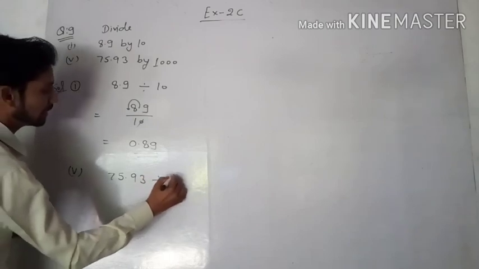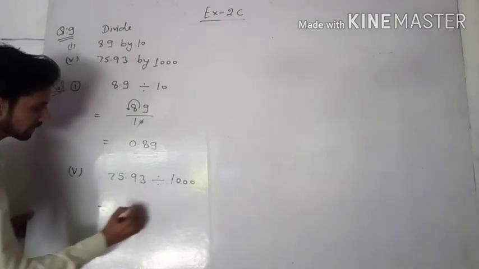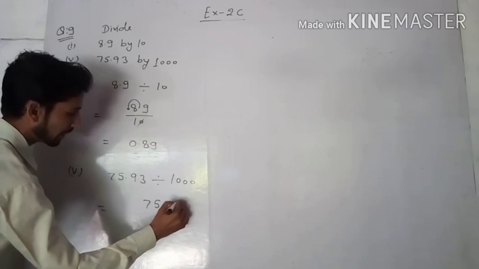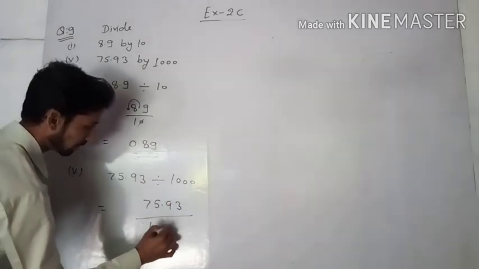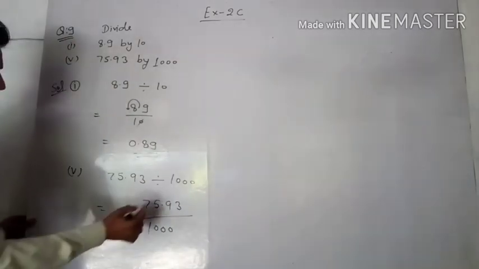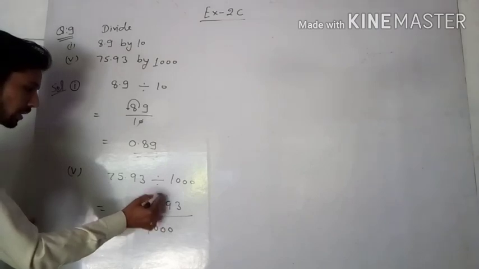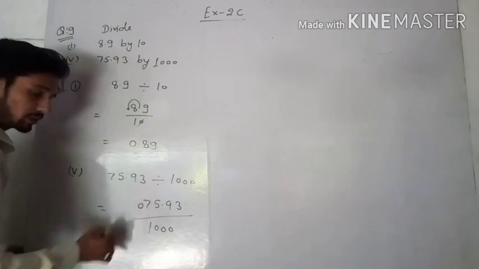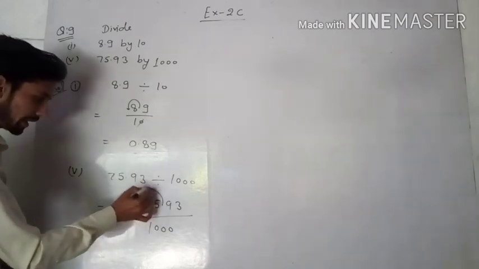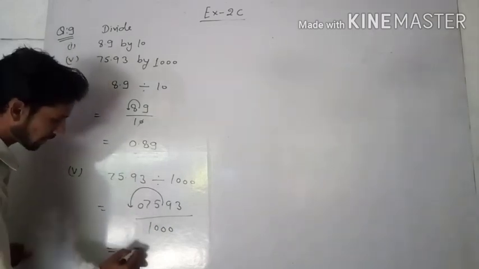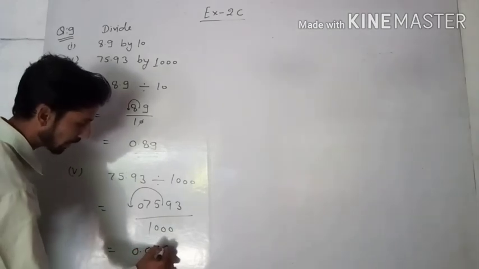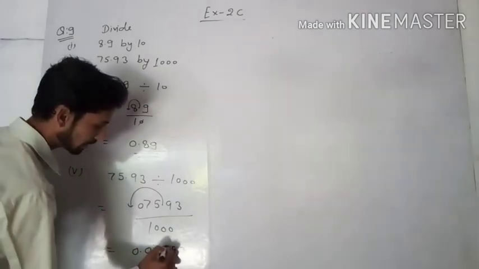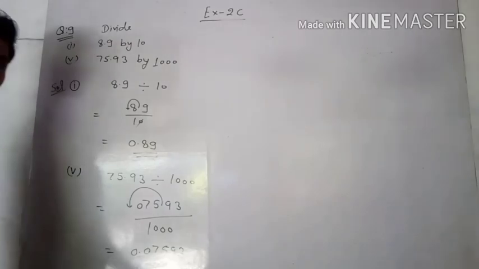Second, fifth: 75.93 divided by 1000, or 75.93 upon 1000. There are 3 zeros. So the decimal comes in front of 3 digits, but only 2 places are there. So first we write 0 here, and the decimal place comes here. 0.07593. That's your answer.